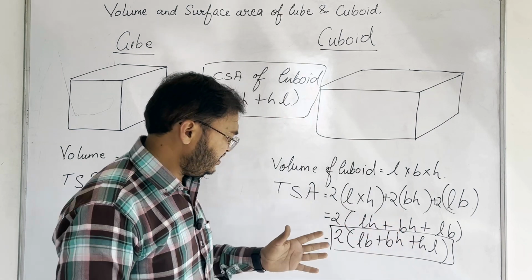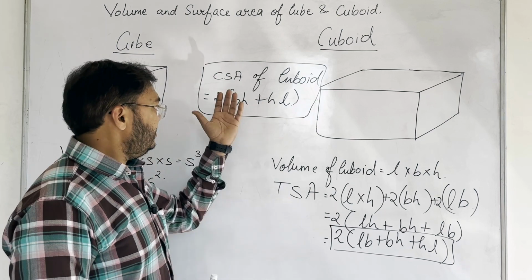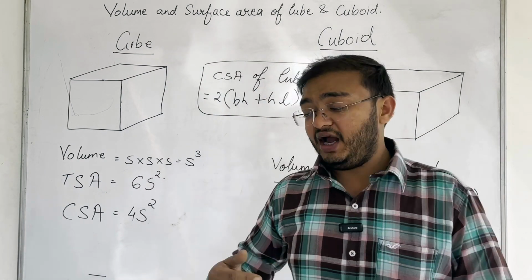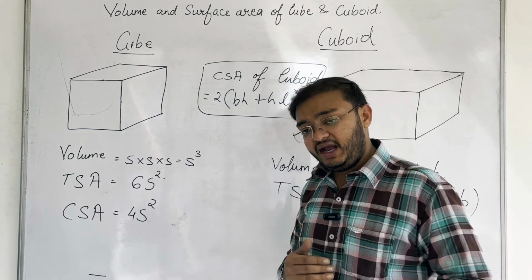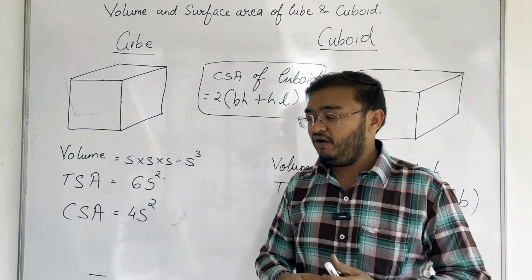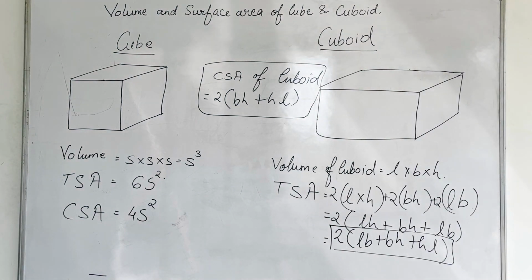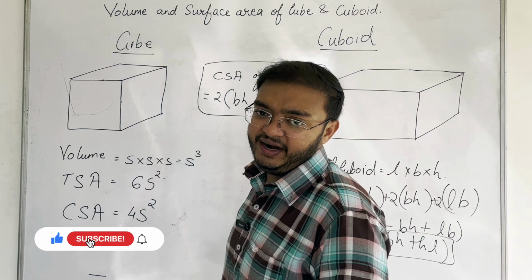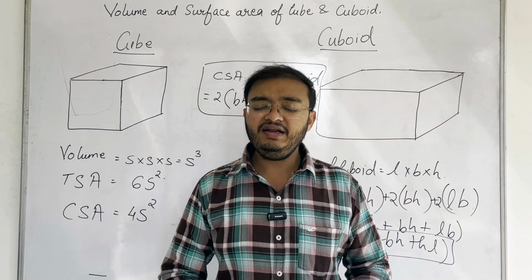So I hope I have explained how the formulas have been derived for the total surface area and curved surface area of cuboid, volume of cuboid, as well as I had also made you clear the volume of cube, total surface area of cube, and the curved surface area of cube. I hope this is clear to you. If you wish, you can take a screenshot for your easy understanding during the exams. So, if this is clear to you, then what are we waiting for? Let's rush to the questions related to the cube and cuboid.